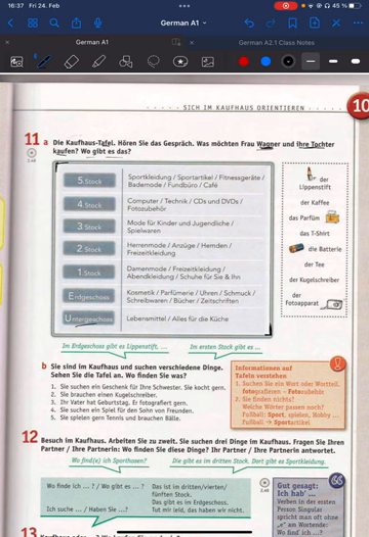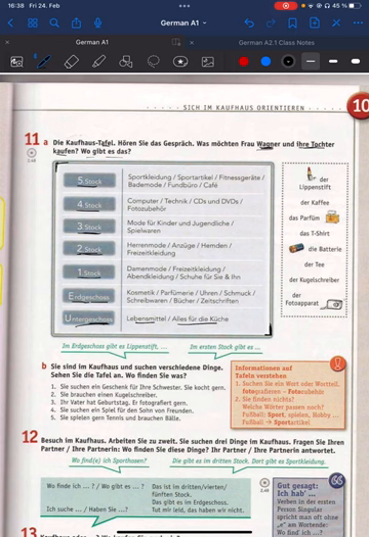So, Untergeschoss, this is basement or underground. Then Erdgeschoss is ground floor. Then ersten Stock, first floor. Zweiten Stock, second floor. Dritten Stock, third floor. Vierten Stock, fourth floor. Fünften Stock, fifth floor. Then we have Lebensmittel. Lebensmittel are grocery items: Obst, Gemüse, other things, Öl, Essig, all these grocery items.